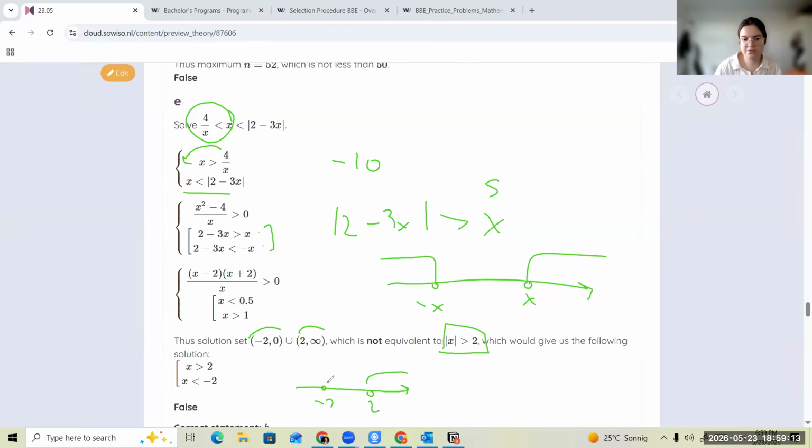This is what this part is. And this thingy that you actually solved for goes from, where is 0? Around here. -2 to 0, and then 2 and above. So yeah, it doesn't go below -2. It stops there. So they're not equivalent solution sets, therefore the statement is false.